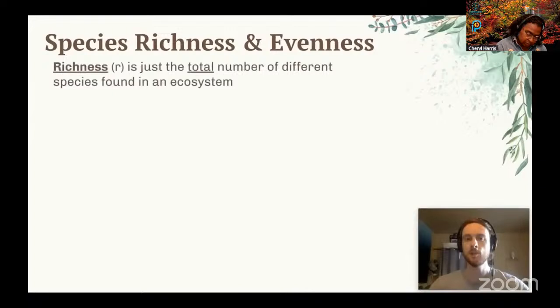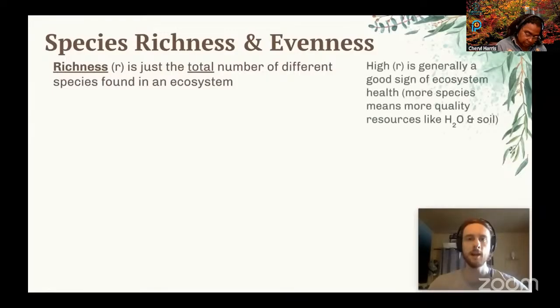So species richness, which we denote with an R, is just the total number of different species found in a given ecosystem. Now, generally, the higher the species richness is, the healthier an ecosystem is. And that's because the more species that can be supported generally is an indicator of quality resources in that ecosystem, such as clean water or soil with a lot of nutrients. But it doesn't give us the entire picture.